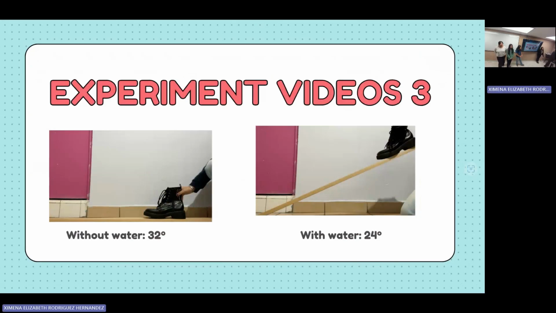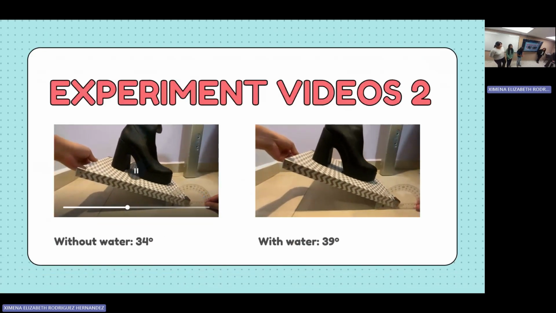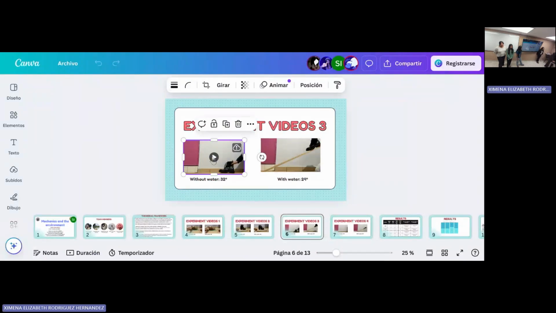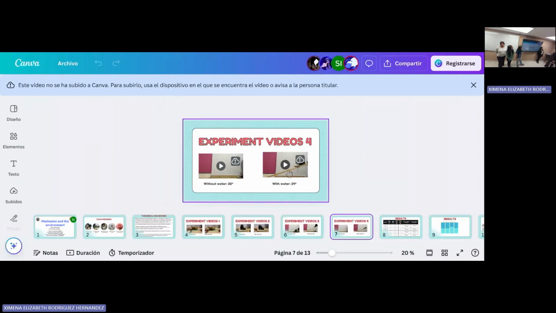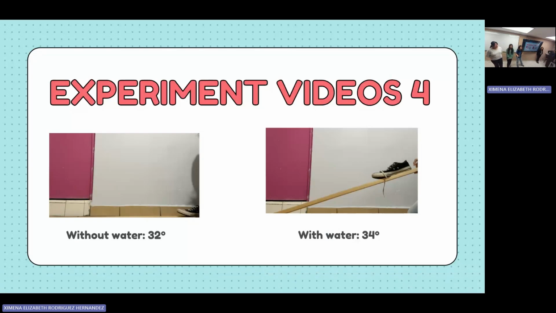In the third experiment, normal boots are used. In the normal boots, without water it is 32 degrees, and with water 24. In the fourth experiment, Converse shoes are used, without water it's at 32 degrees, and with water.